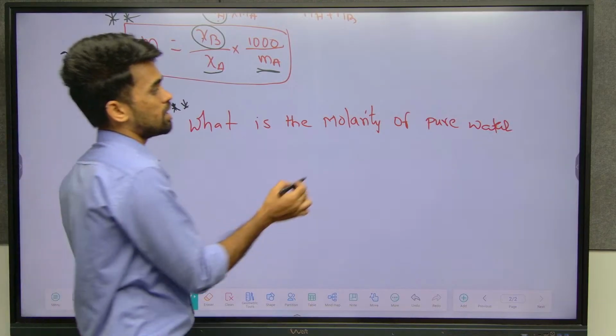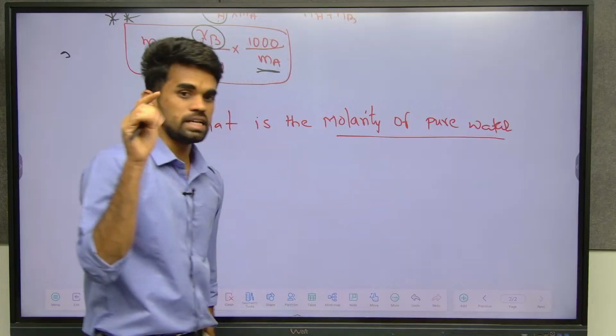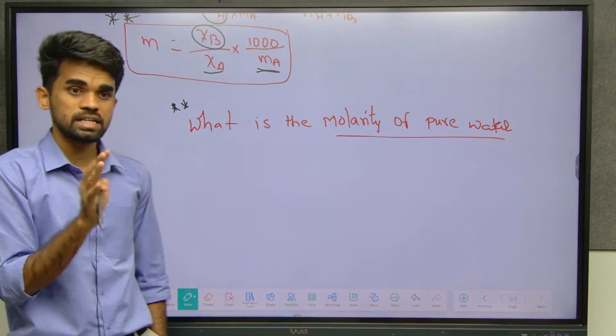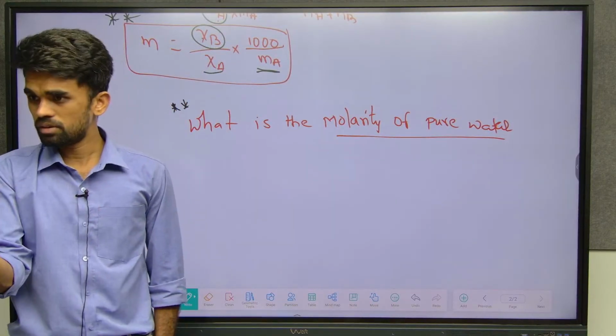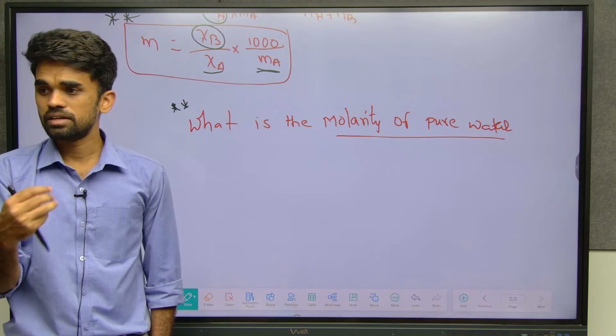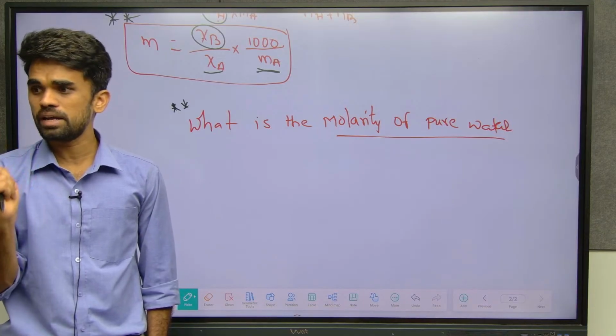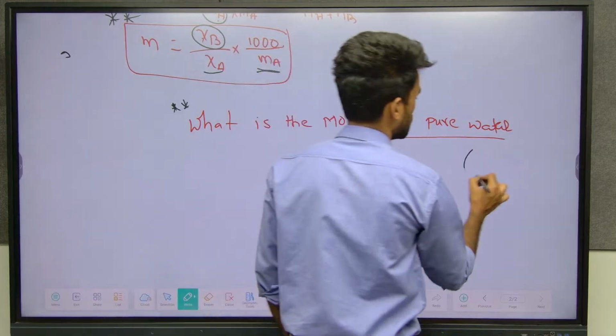See, what do we know? By default, if the density of the solution, the density of water, is not mentioned, then how can we consider it? The density of water as 1 gram per ml. What is the density of water?